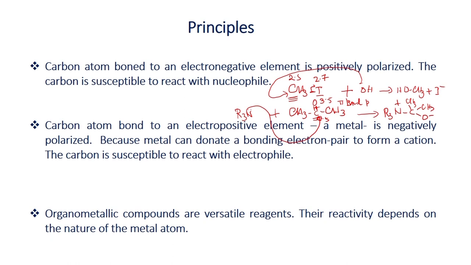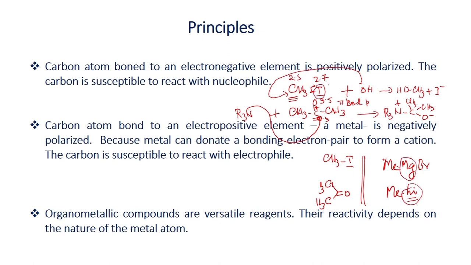On the other hand, let us take this example once again, methyl iodide and acetone. Now let us compare them with the organometallic reagents, for example, methyl magnesium bromide and methyl lithium. Here, this carbon is bonded with lithium or magnesium, which are electropositive elements. The electronegativity of lithium is 1 and magnesium is 1.3. Already we know that the electronegativity of carbon is 2.5.